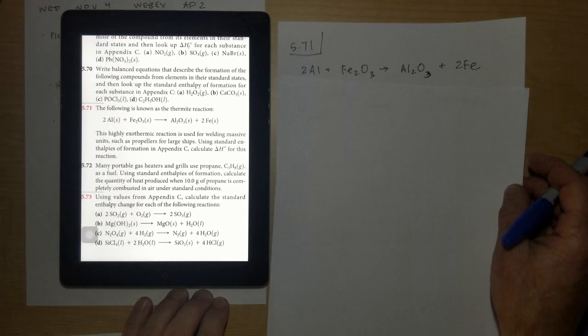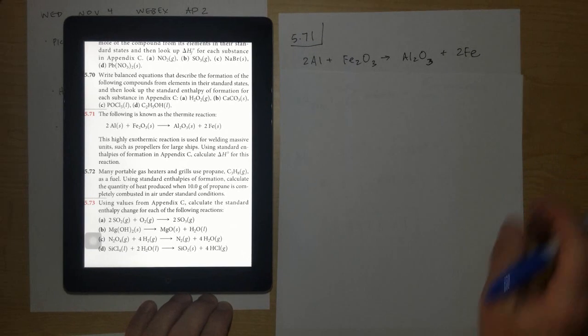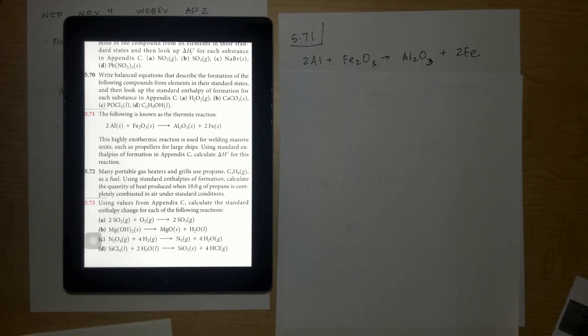Maybe sometime when we're face to face again, we can do the Thermite reaction in the fume hood.